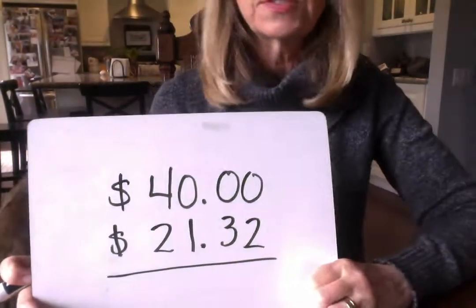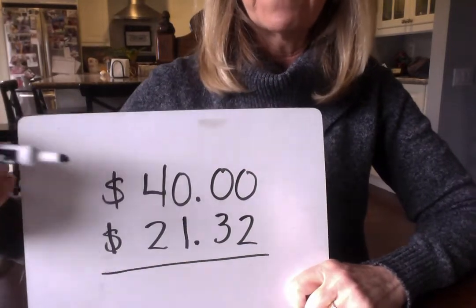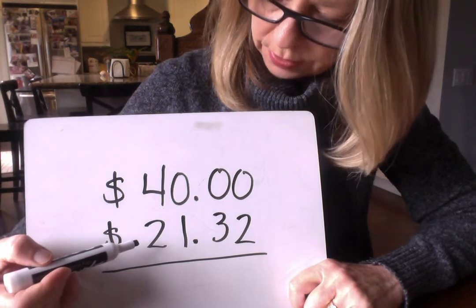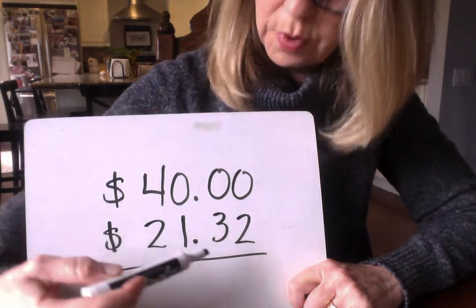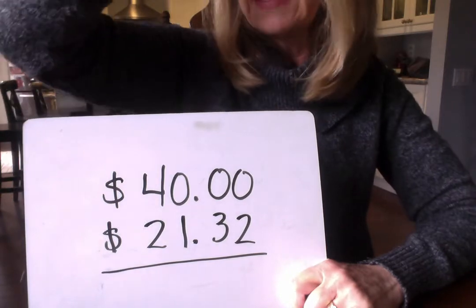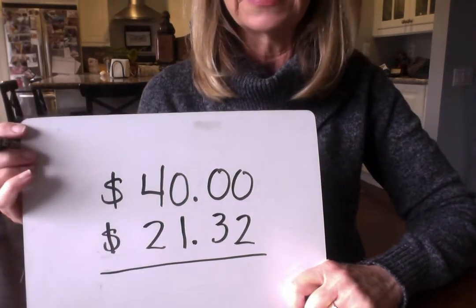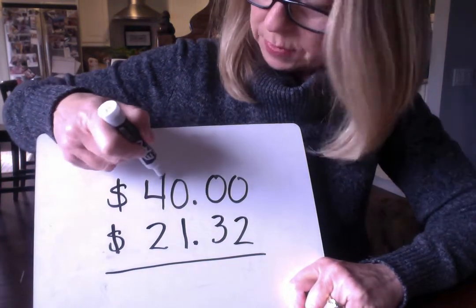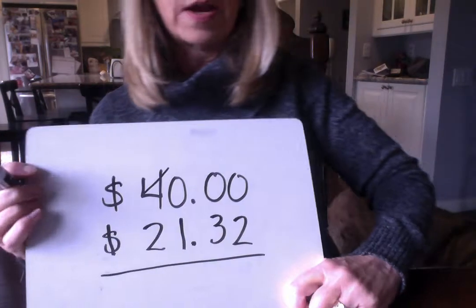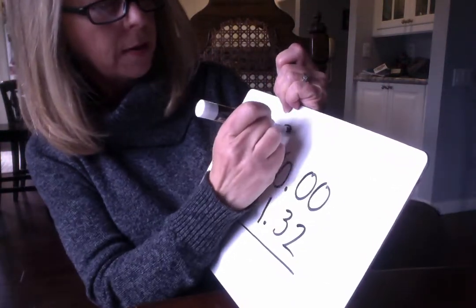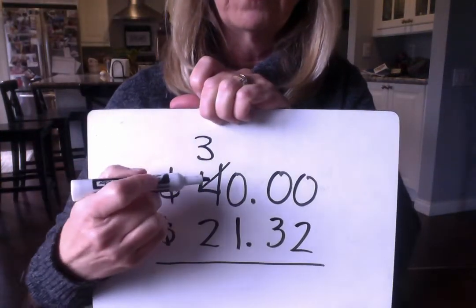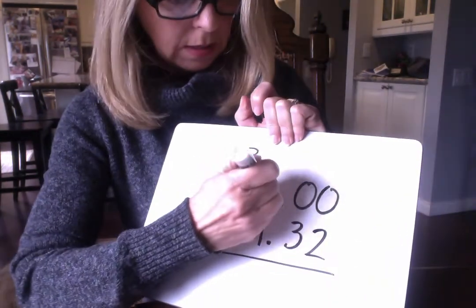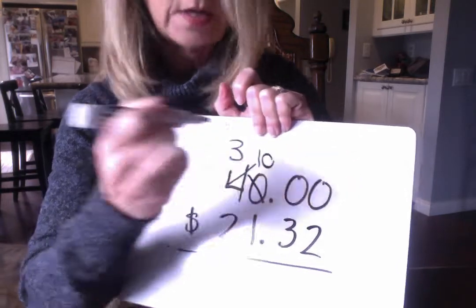Okay, so we have 4 $10 bills. We're going to buy something for $21.32. Okay, so we would have problems taking the 32 cents out of that, so we're going to get some equivalent amounts. So let's take one of our $10 bills. Okay, so we have 4 of them. Let's take one away. So we're going to write, now we have 3 $10 bills. But that $10 bill has to go somewhere, right? So we're going to change it into 10 $1 bills.